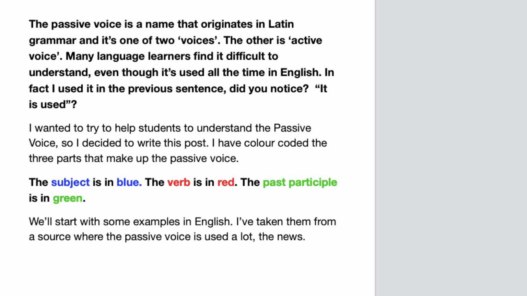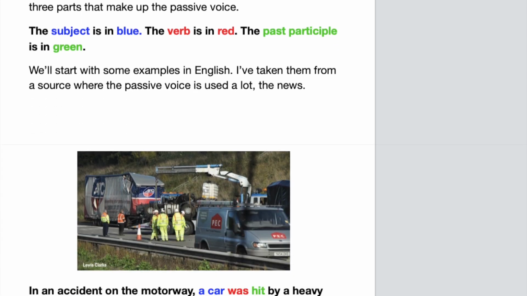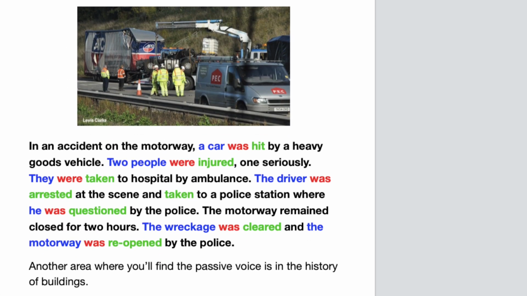We'll start with some examples in English, and I've taken them from a source where the passive voice is used a lot, and that's the news. And there we have a photo, I think it's from Wikipedia, of a motorway accident. So I've written this fictitious report about a motorway accident, typical of many that you'll hear in the media, on the TV or radio news, or reports on web pages.